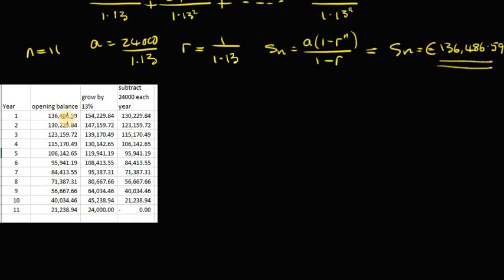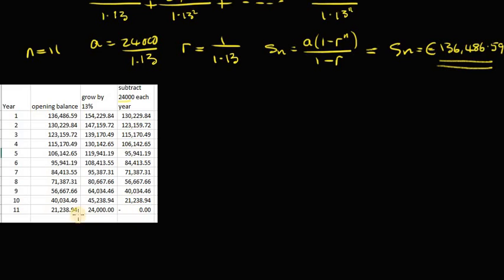So we start off at 136,486.59. Here we are. I grow it by 13% because I can. I'm not taking any money out till the end of the year. And then I take the 24 grand out. And it goes down to 130,229, which is my opening balance for second year. I grow it by 13% that year, take out 24 grand, and so on.